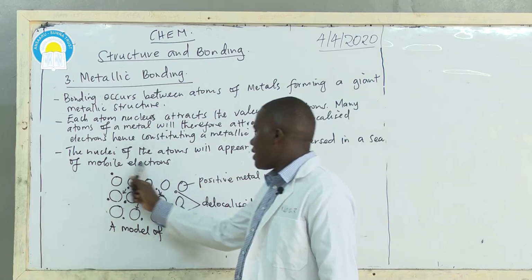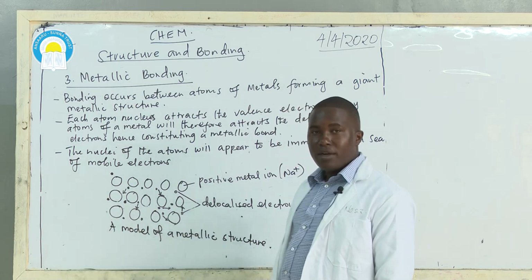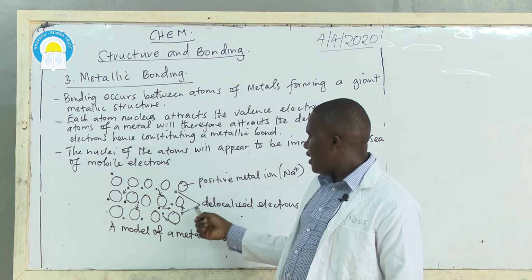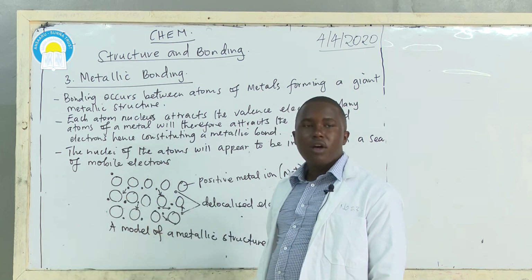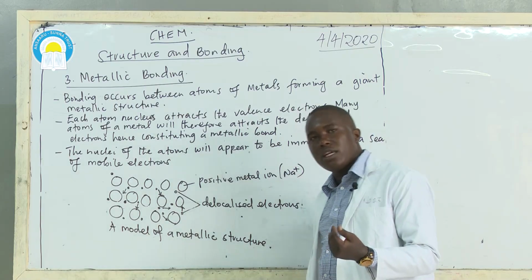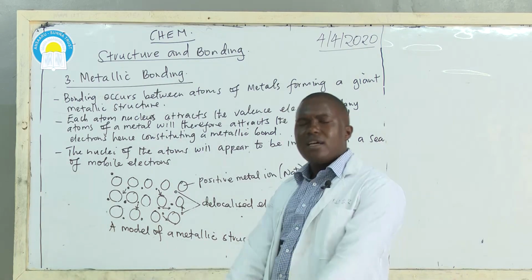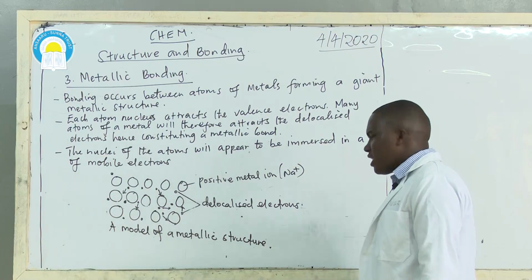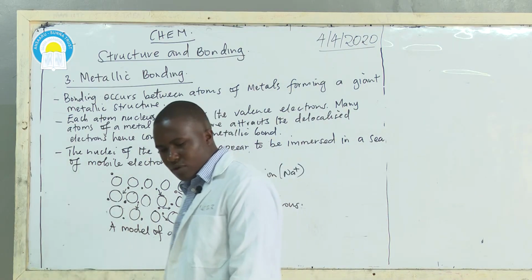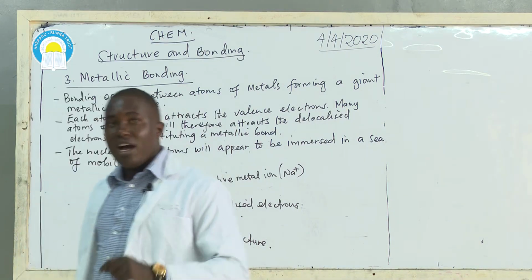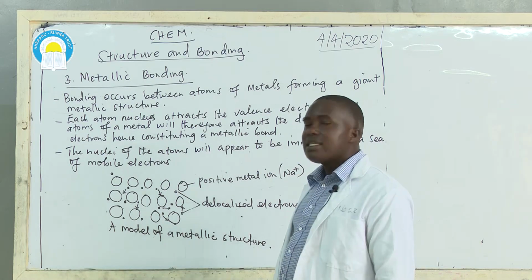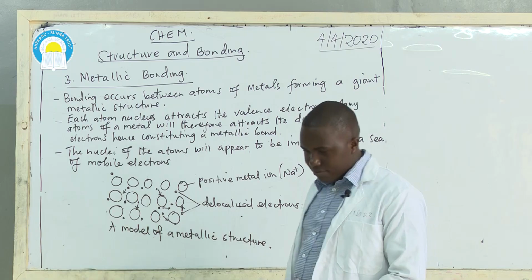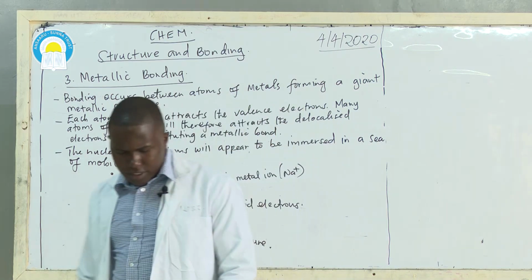So if you have an atom like magnesium, it will have more delocalized electrons than sodium, and therefore you will find that there will be many of these delocalized electrons. So magnesium nuclei will be immersed in a larger number of electrons than the sodium atom because of that. Similarly, aluminum will have more delocalized electrons, and that is why it will have a stronger metallic bond.